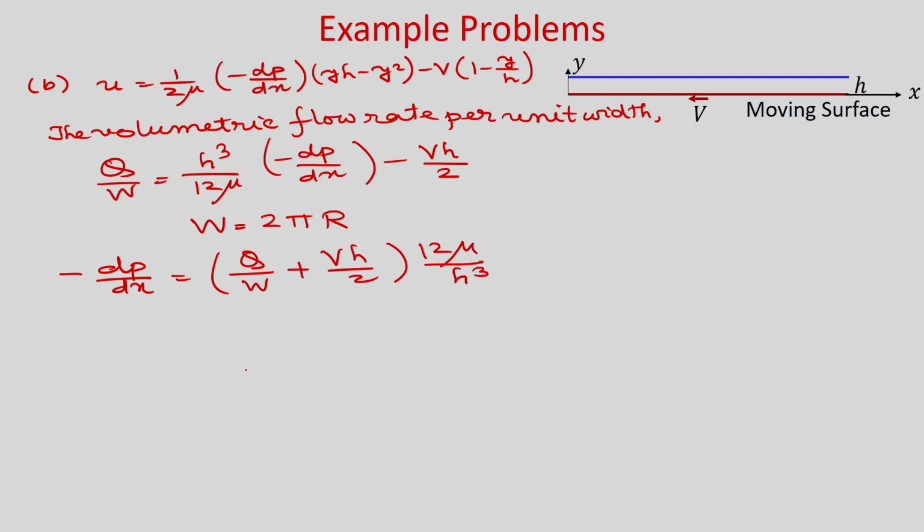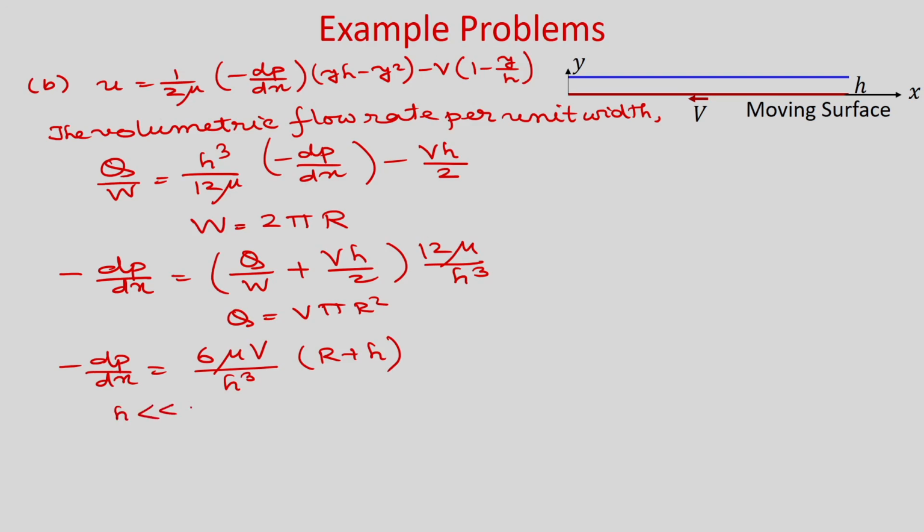So, Q we have already found as V into pi r square, and W we know. So, we can write minus dp by dx as 6 mu V divided by h cube into r plus h. And in this case the clearance is very small compared to the radius of the cylinder. So, if h is very small compared to r, minus dp by dx we can write as just 6 mu V r by h cube.